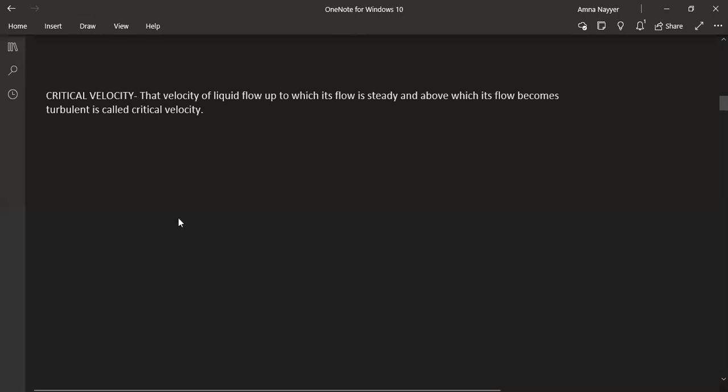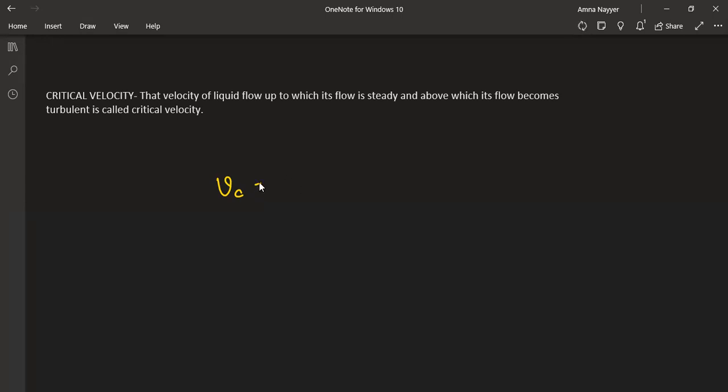See, critical velocity is the velocity of the liquid flow up to which the liquid flow is steady. It means it is streamlined, steady flow is there. After this critical velocity is crossed, the flow of fluid becomes turbulent. So again, how do we calculate? Reynolds number and critical velocity are not very important, but a direct formula-based question can come because no derivation is there.